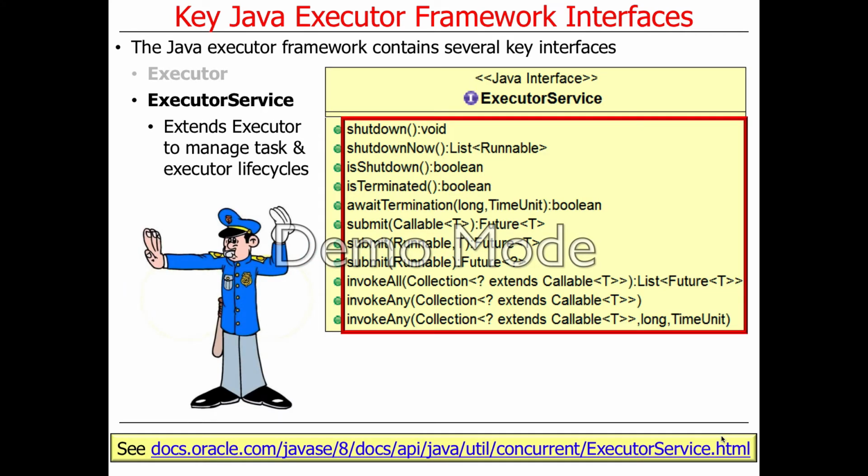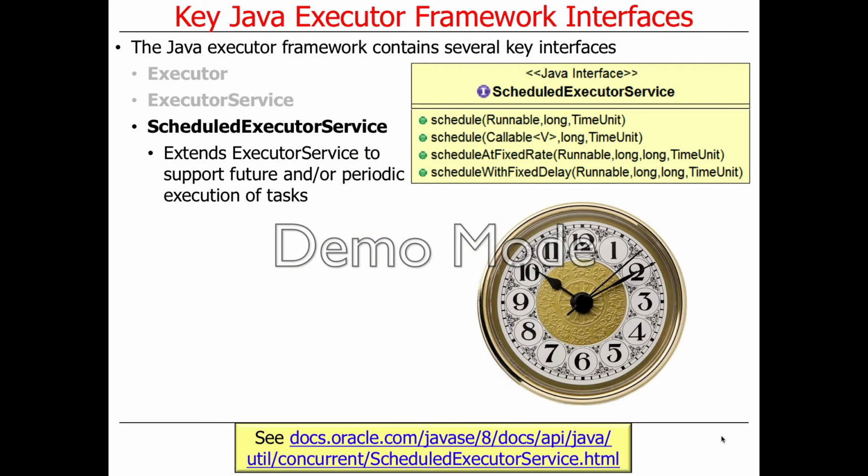The more powerful mechanism is called the Executor Service. This extends the Executor Interface, and then it adds quite a few more methods in order to manage task and executor life cycles. So you can submit tasks, you can terminate the executor service, and do all kinds of other things using those interfaces. So it's a lot more powerful and interesting.